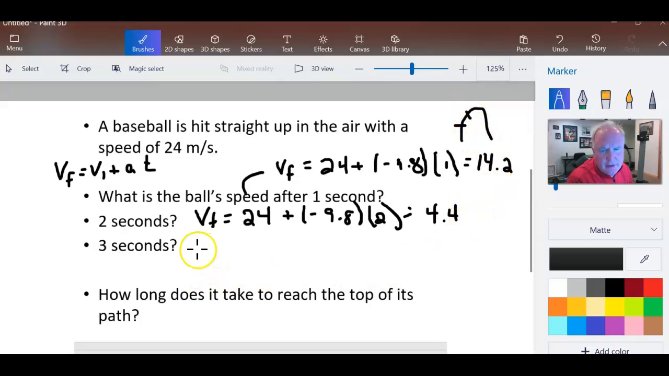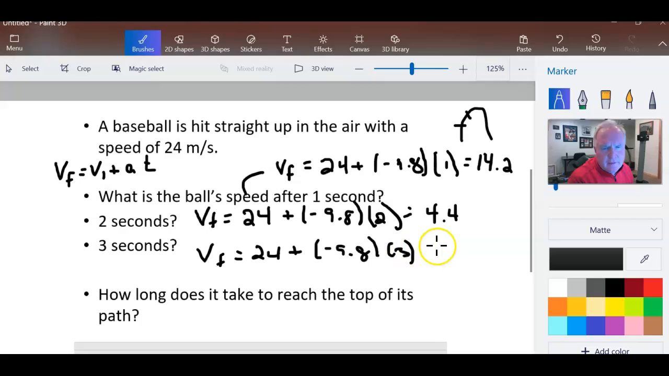All right, and then after 3 seconds, VF equals, again, it started at 24. Now they're asking us for 3 seconds, negative 9.8 times 3. All right, and I'm guessing that that's going to be 5.4. Okay, but now it's negative. Negative 5.4 must mean it's down here somewhere.